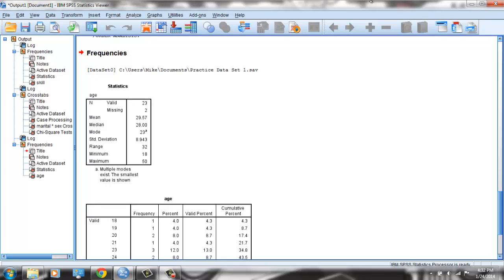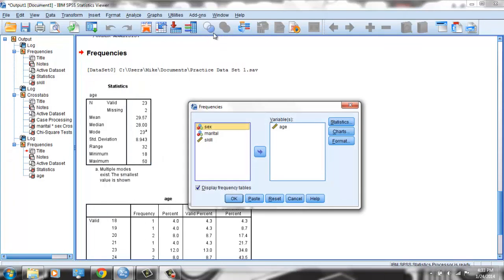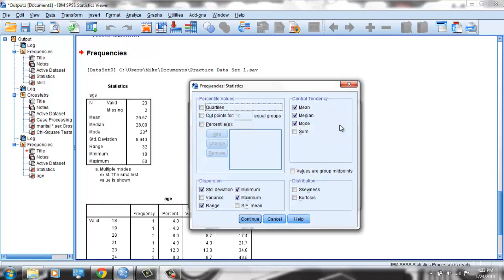So in order to do this again, analyze, descriptives, frequencies, and then click on statistics. And just click all the boxes.